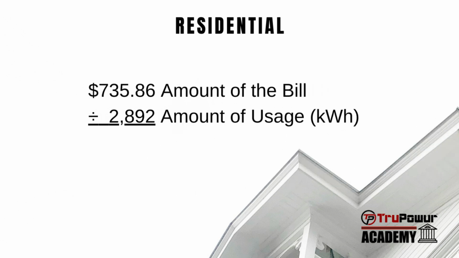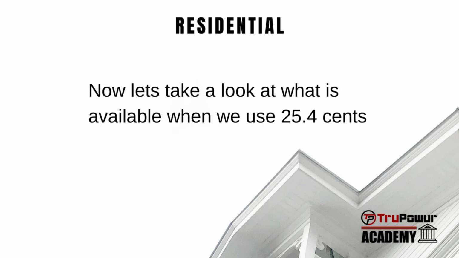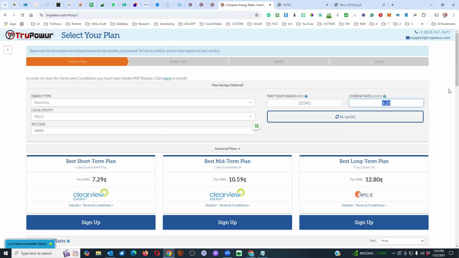So we're going to take that $735 and divide it by the 2,892 kWh, which is going to tell us that it is not 6.22 cents, but 25.4 cents. So you're looking at it in dollars and cents. That's 25 cents, or 25.4 cents. So now let's take a look at what is available when we use 25.4. We come back to the pricing platform and we're going to enter that 25.4 and hit update.